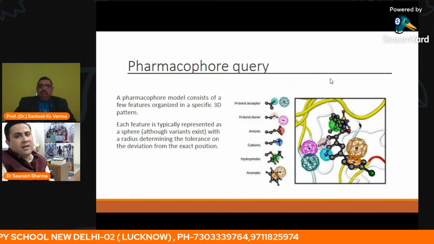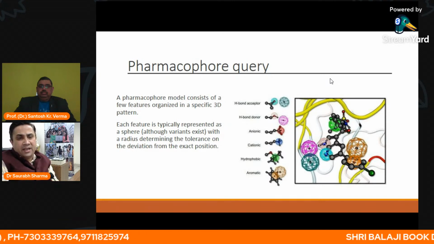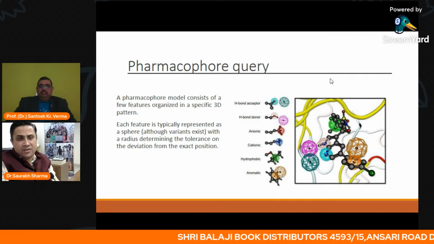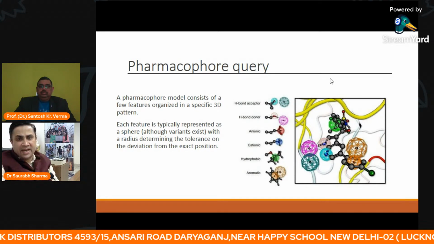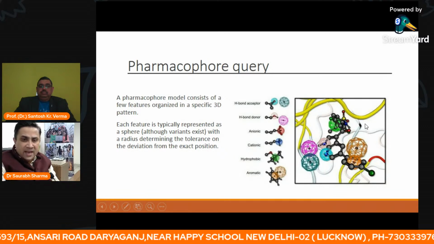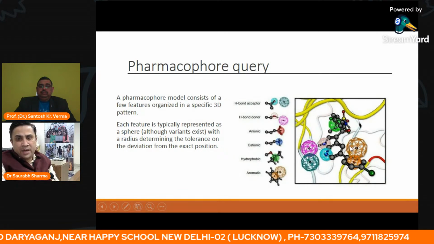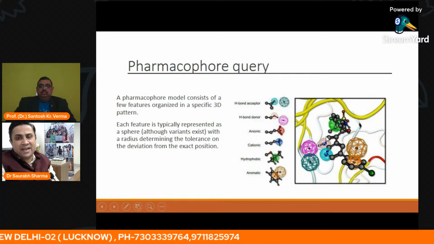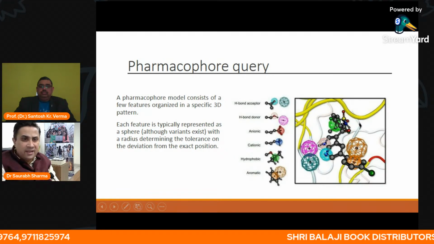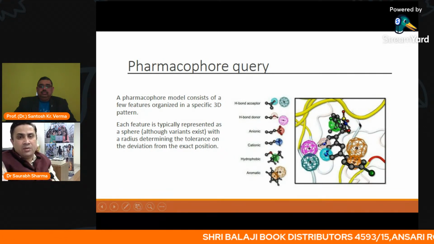Now, a pharmacophore model consists of a few features organized in a specific 3D manner, and each feature is typically represented as a sphere with the radius determining the tolerance of the deviation from the exact position. And here you can see the hydrogen bond acceptor, hydrogen bond donor, anionic, cationic, hydrophobic, and aromatic part. So obviously this is very specific, and based on that we can design the ligand and identify the ligand. So this ligand can be fitted in this, and then we can take it to the next table.